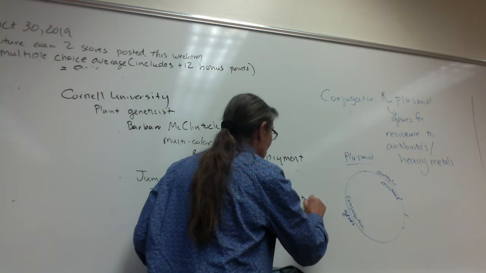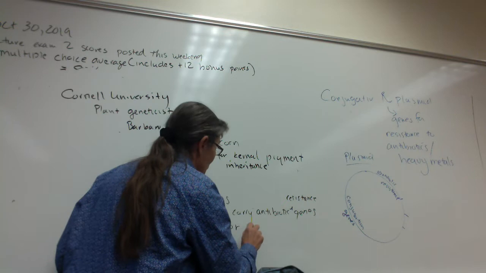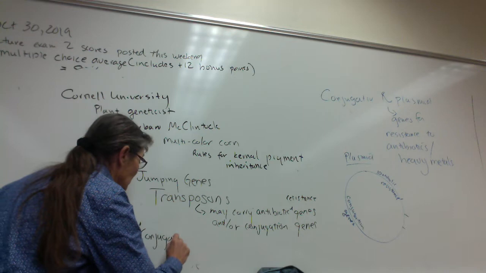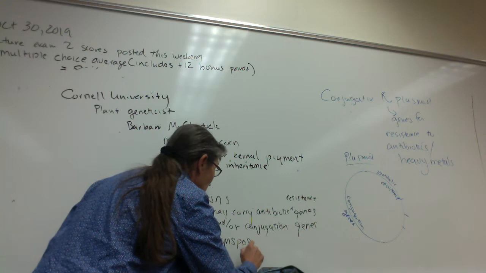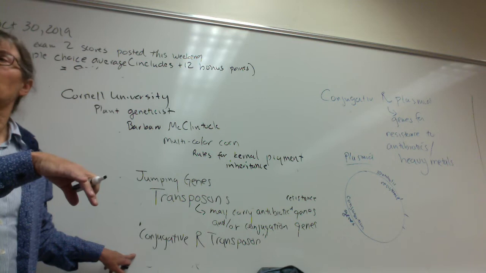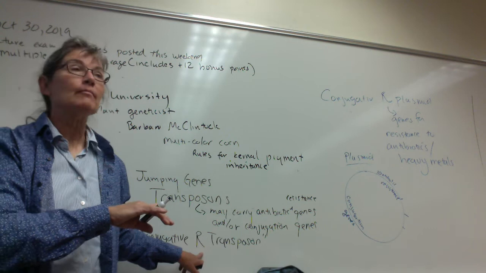And or conjugation genes. So the result would be the same if you have a conjugative R transposon. What am I talking about? If I put conjugative R transposon on the exam, what do I mean, conjugative? What is that talking about? It carries the genes that let the host bacterium carry out which process? Conjugation, good, okay? And what does the R mean? Resistance genes, either antibiotics or heavy metals or both, right?